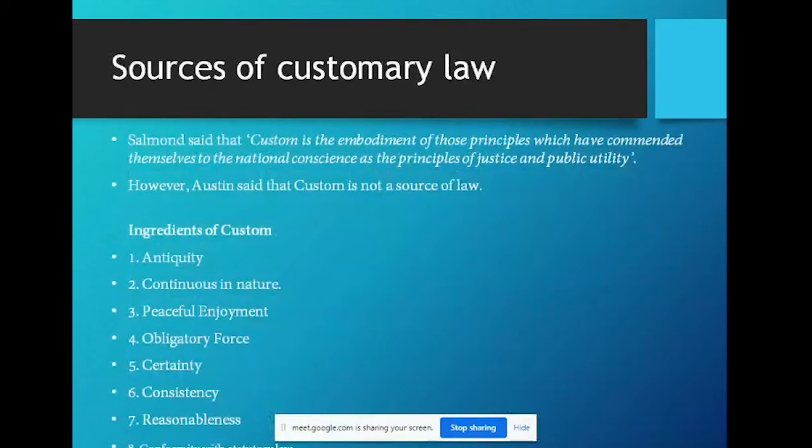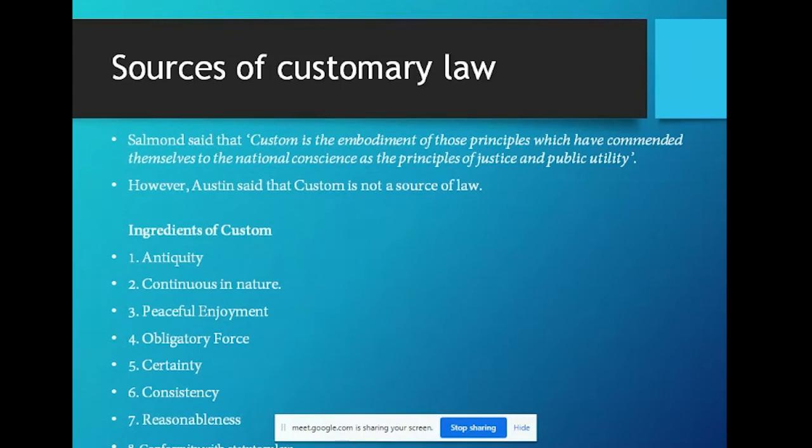So, the next source is the custom. Custom is a traditional and widely accepted way of behaving or doing something that is specific to a particular society, place, or time. The ingredients which must be followed are antiquity, continuity in nature, peaceful enjoyment, obligatory force, certainty, consistency, reasonableness, conformity with statutory law. So these ingredients must be there to become a valid custom.